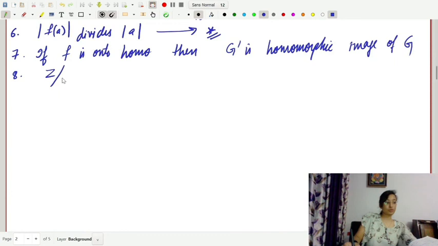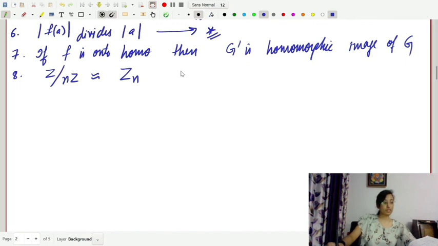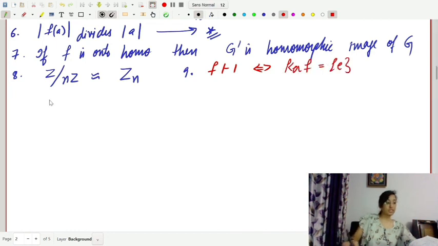The eighth property which we have is Z modulo nZ is isomorphic to Z under addition modulo n. The ninth property which we have is f is one-one if and only if the kernel of f is the identity element.